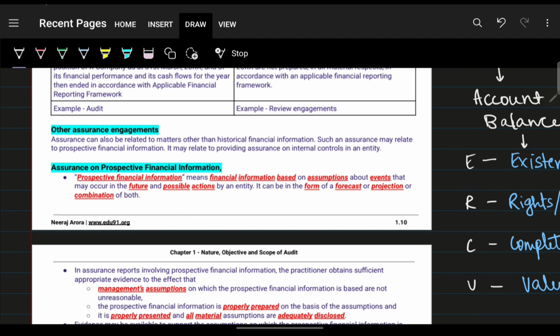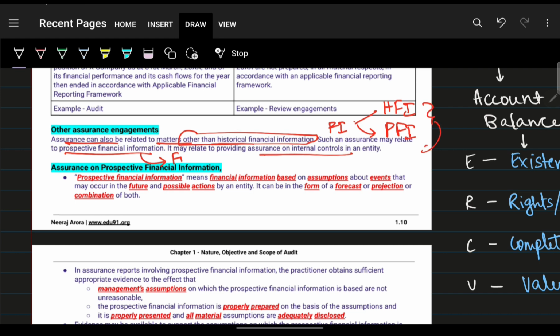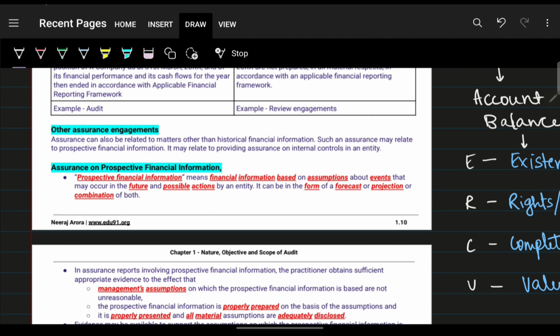Okay. So here, as I told you, other assurance engagements can also be related to matters other than historical financial information. Meaning what? Prospective financial information. Meaning it could be financial information or any other, such as giving assurance on internal control, right? So it is not only financial information, and when it comes to financial information, it is not only HFI, not only historical financial information, it is also PFI, prospective financial information, right? And it is also giving assurance as to internal controls and such other assurance engagements.